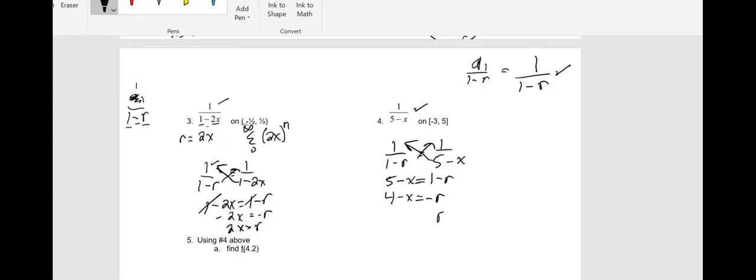So what that would have to mean is r, when we just multiply everything by a negative 1, would be a positive x minus a 4. That's our ratio that we're multiplying by over and over and over again. So if we do our series, infinite from 0 to infinity, our common ratio is x minus 4 to the nth power.